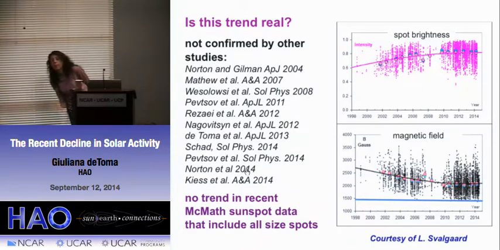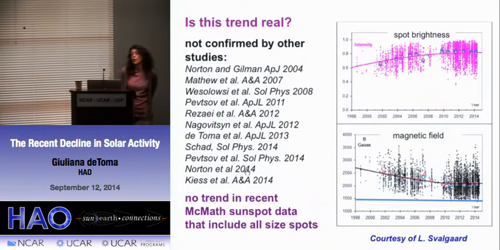So the spot intensity and the magnitude are very much correlated. Yes, they are. The darkest spots are also the ones with the strongest field, and this is because the field inhibits convection and so makes the spots cooler and darker. These are the infrared measures, but it's the same in the visible. The same relationship works in the visible. So yes, the sunspot area, the brightness, and the magnetic field are all very much correlated. Larger spots are the darkest and have the strongest field.